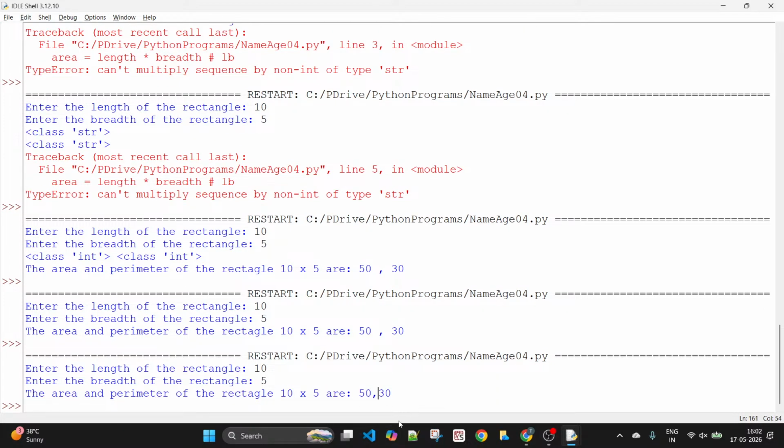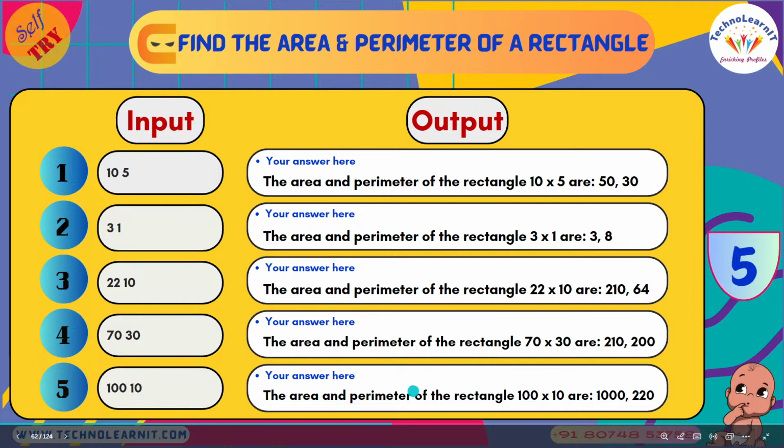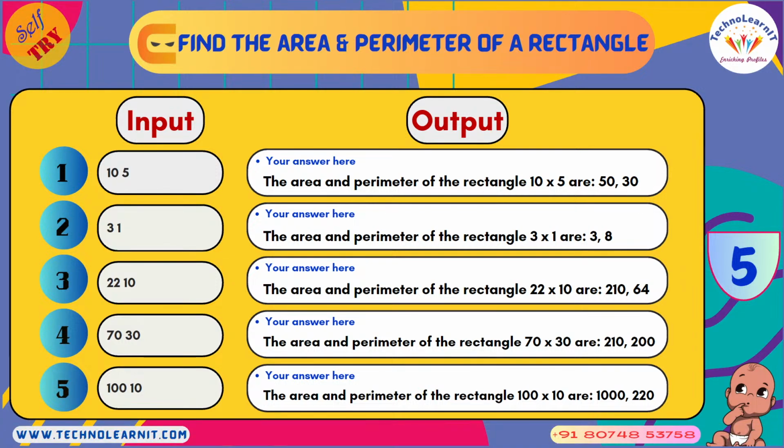Here, the rest of it is all good, right? But you expect a single space after the comma, whereas you don't see that. Look at the output. You expect a single space after printing the area and then the comma, right?